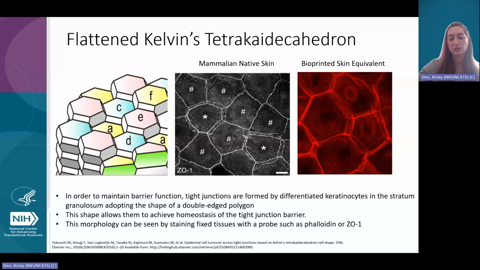And lastly is the shape of the tight junctions in the epidermis, or specifically the stratum granulosum. These are called flattened Kelvin's tetrakaidecahedron. We used a high content microscope to image the specific shape of the cells. You can see the keratinocytes that we stained with phalloidin to see the nice shape that creates the tight junctions.